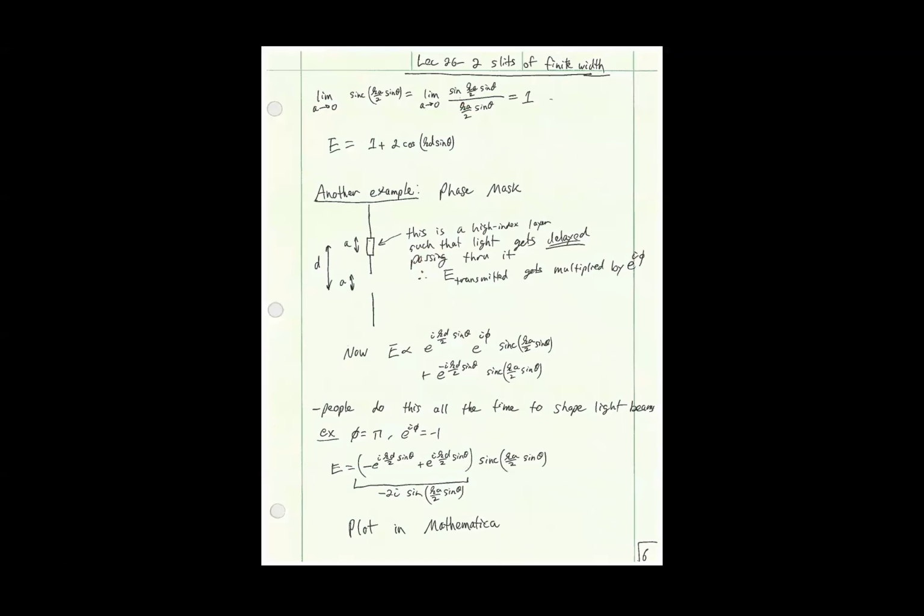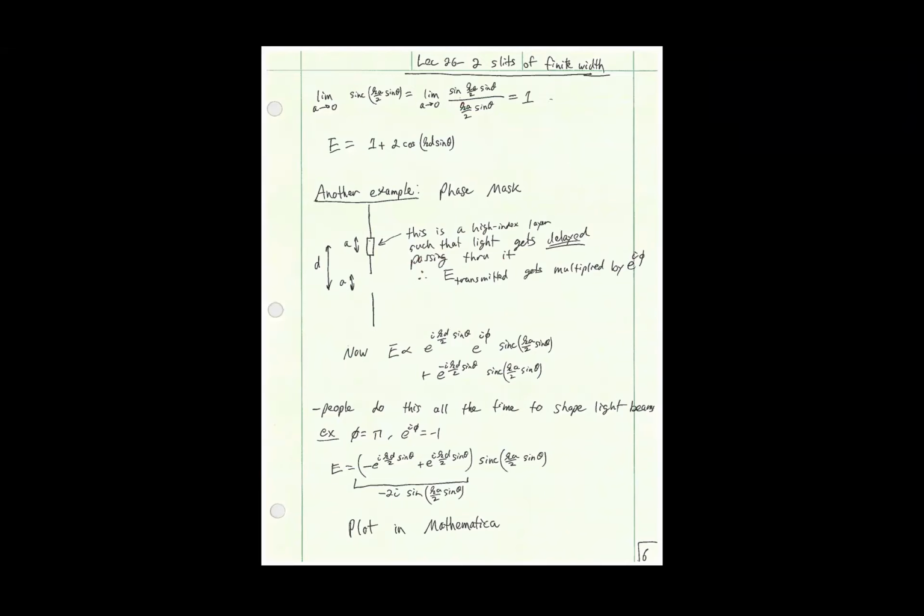Now, we can do more than just that. Sometimes people put what we call a phase mask in front of the slits. One possible version of a phase mask is that we put a high index layer in there so that the light gets delayed passing through it. You're already familiar with that notion from when we were doing thin films.